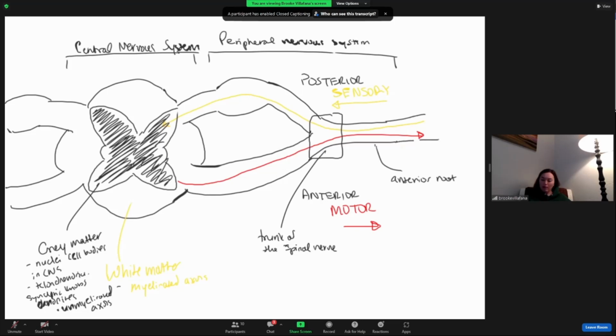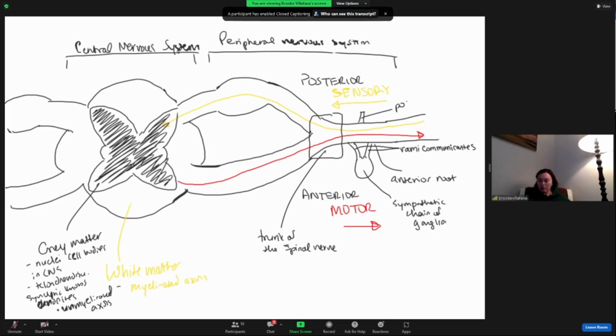Okay, we have the rami communicantes here. These two guys are the rami. If you have looked at the spinal cord model, that will help you a lot as we go through this. But the rami communicantes come up with that anterior root. And then we have the sympathetic chain of ganglia. There are multiple of these on each section of the spinal cord, and those are called the sympathetic chain of ganglia.